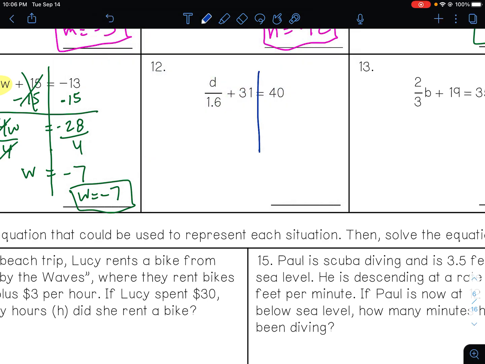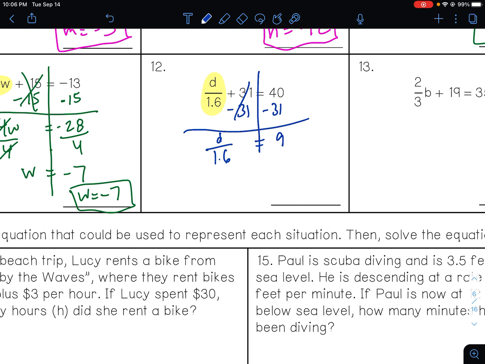Let's do another one, because why not? All right, we have our variable and coefficient right there. Get rid of everything else on this side, which is adding 31. The opposite of adding 31 is subtracting 31. Subtract 31 from both sides. That'll cancel. This will get me 40 minus 31. That's easy. That's 9. And that's d divided by 1.6.